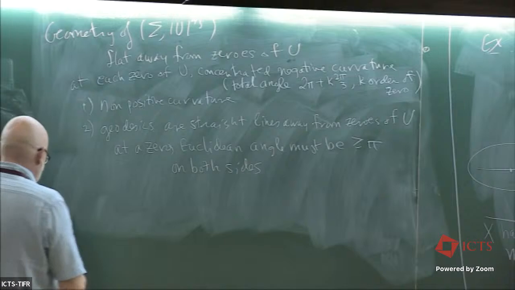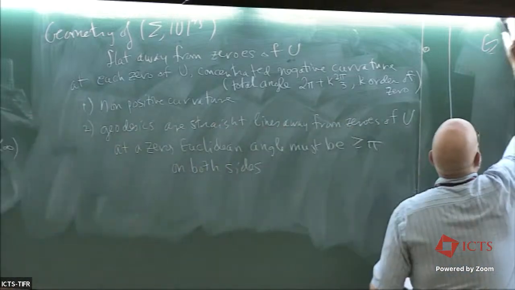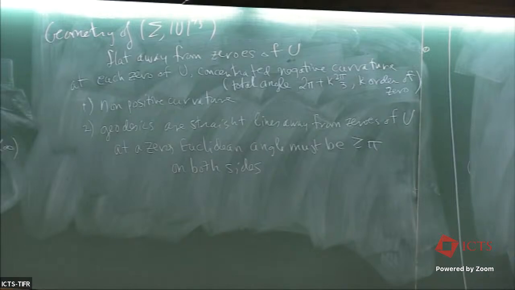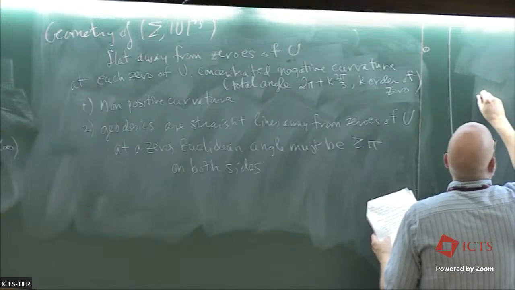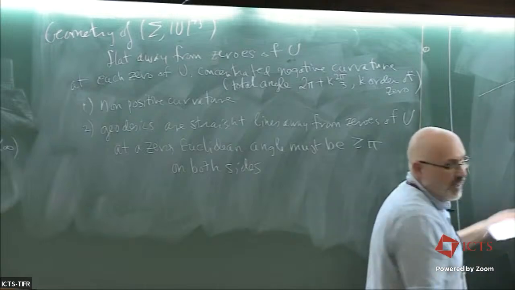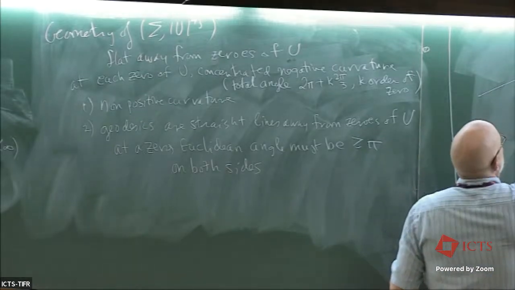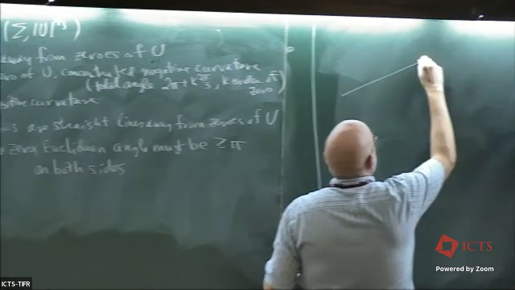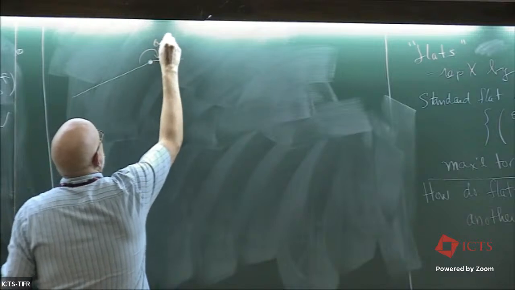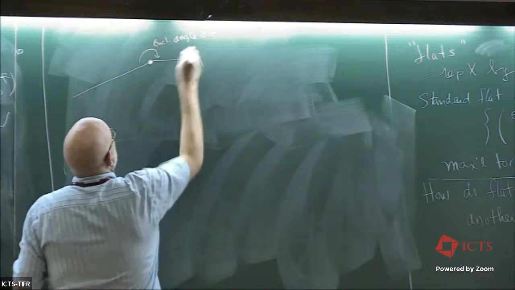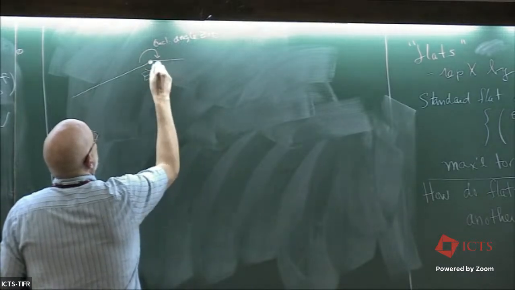Okay. So the idea here is that with this concentrated negative curvature, it's a cone point, but in order to have negative curvature, the cone angle has to be bigger than 2 pi. Smaller than 2 pi would be positive curvature. So you have a geodesic coming in, it hits a zero. They want to hit the zeros, by the way, in general. And then you have another one coming out. And so you want the Euclidean angle to be bigger than or equal to pi for both directions.